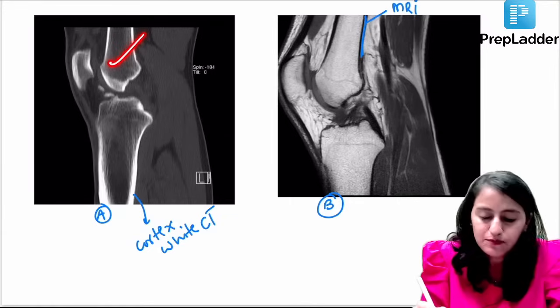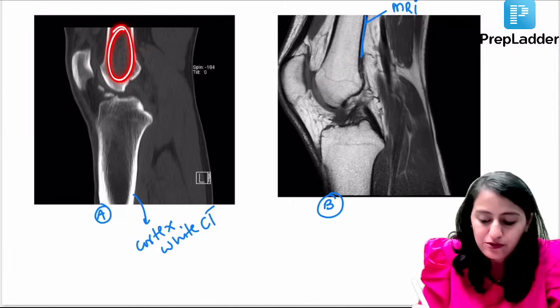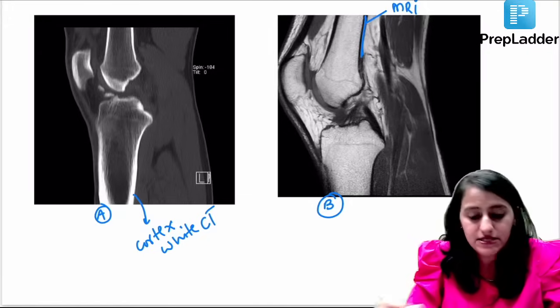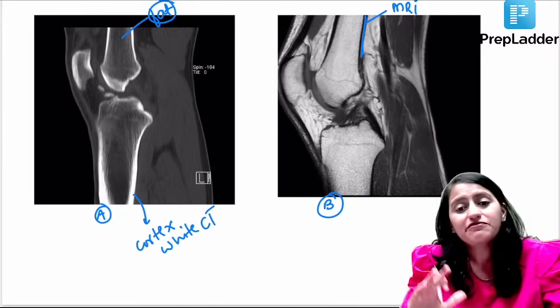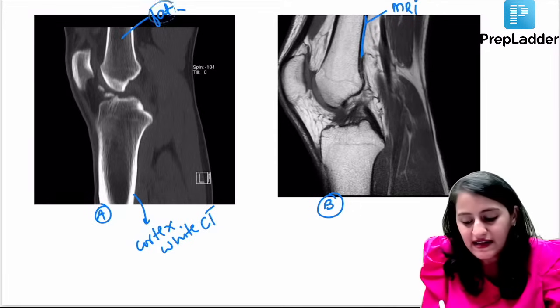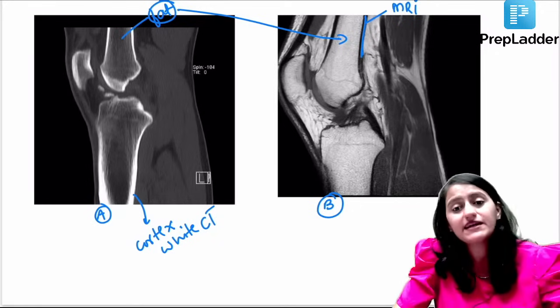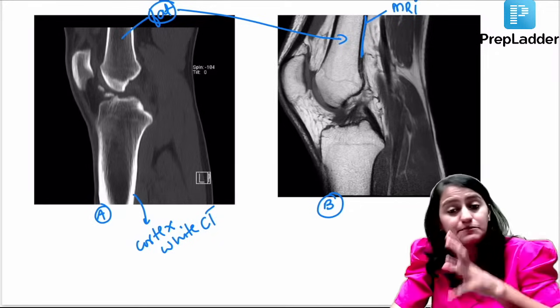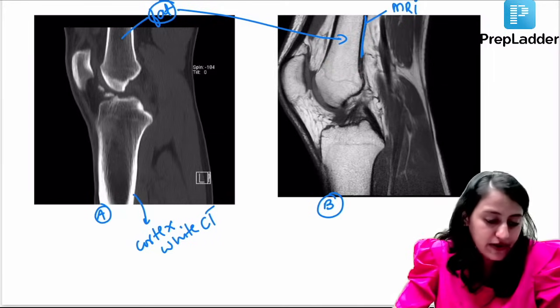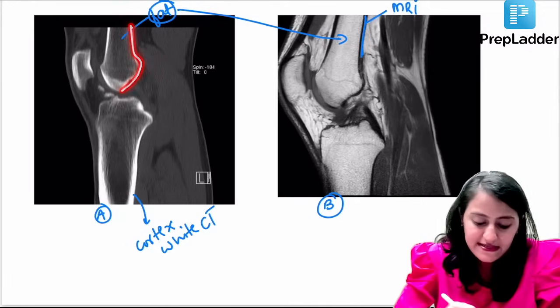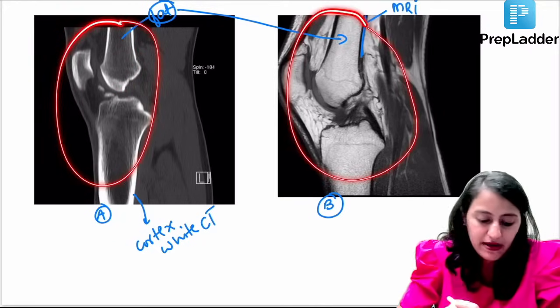Do not look at the bone marrow. Why is the bone marrow dark here and why is the bone marrow white here? Because the marrow here is the fatty marrow. Fat is dark on CT and fat is white on MRI, until and unless it's a fat suppressed sequence that you are doing in MRI. Otherwise, the fat is white on MRI. Okay, so look at the bone cortex. This is the CT of the knee and this is the MRI of the knee.